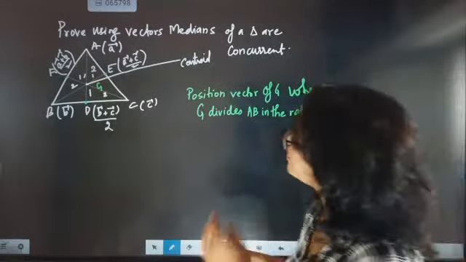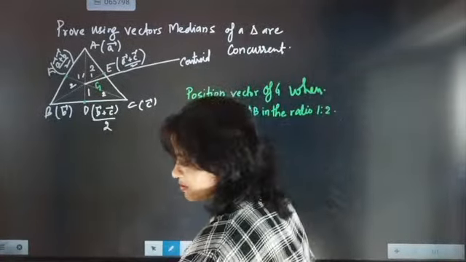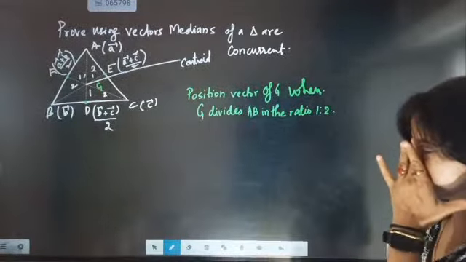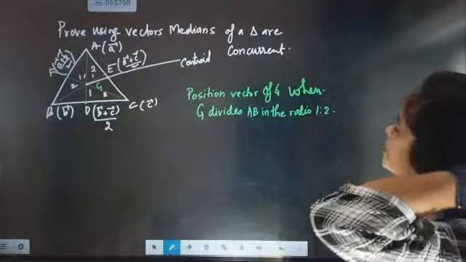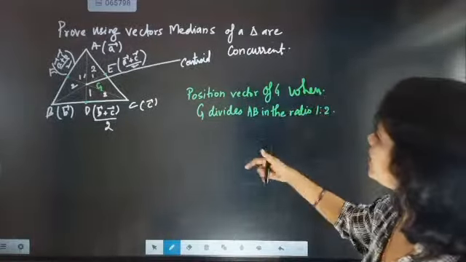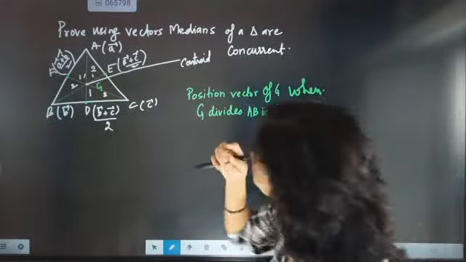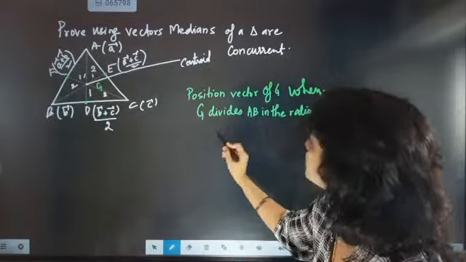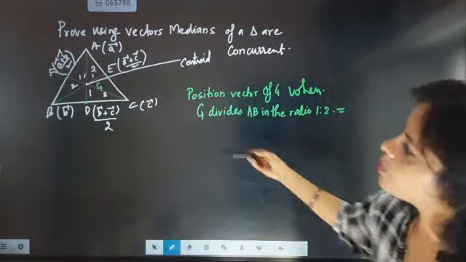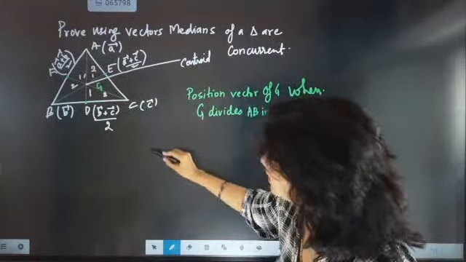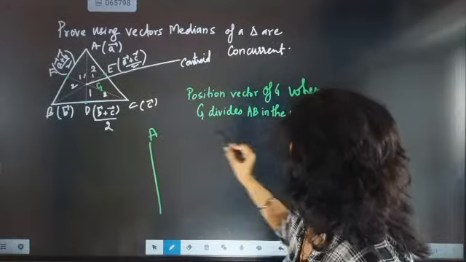Now look here, G divides AB in the ratio 1:2. So now we are going to find the position vector of G. If you see here, I'm just taking it out, AD.